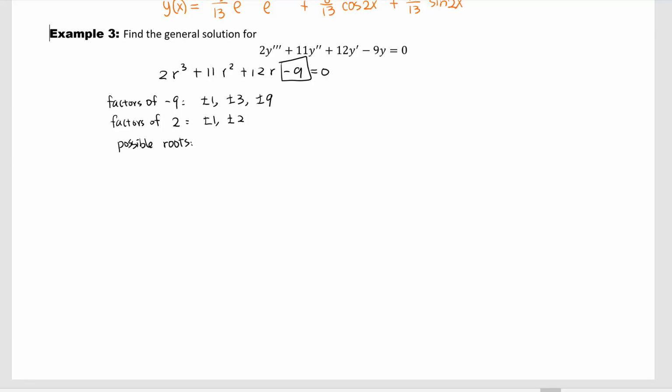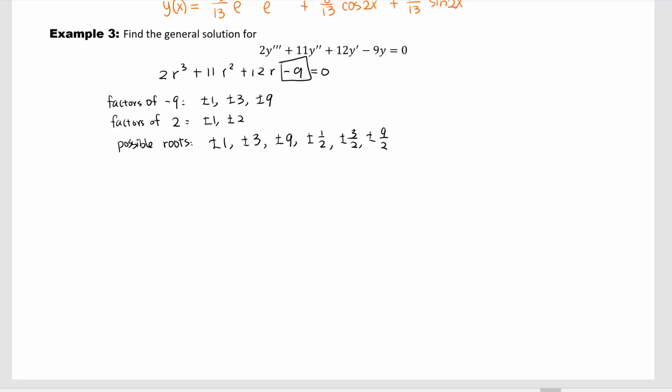So plus or minus 1 divided by plus or minus 1 is plus or minus 1. Plus or minus 3 divided by plus or minus 1 is plus or minus 3. And plus or minus 9 divided by plus or minus 1 is plus or minus 9. Then we use all those numbers divided by plus or minus 2. So we get plus or minus 1/2, plus or minus 3/2, plus or minus 9/2. Okay, we have 12 possibilities, so let's go through it.